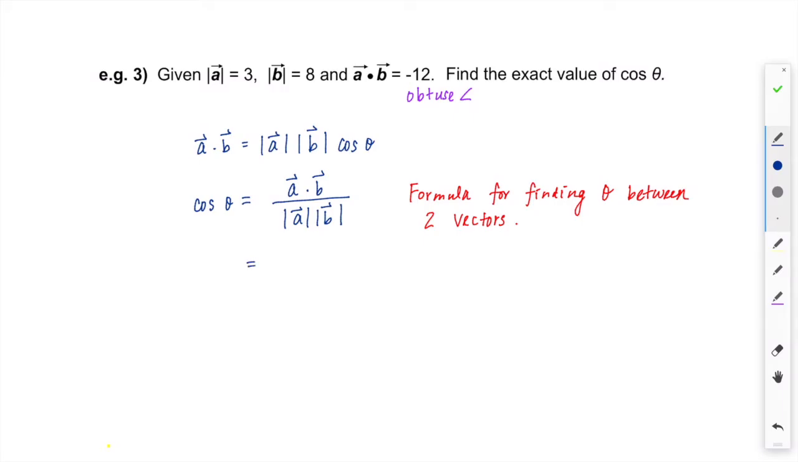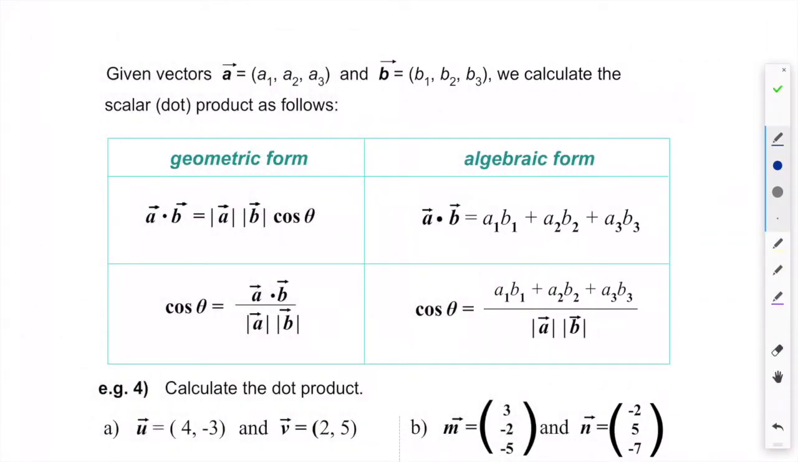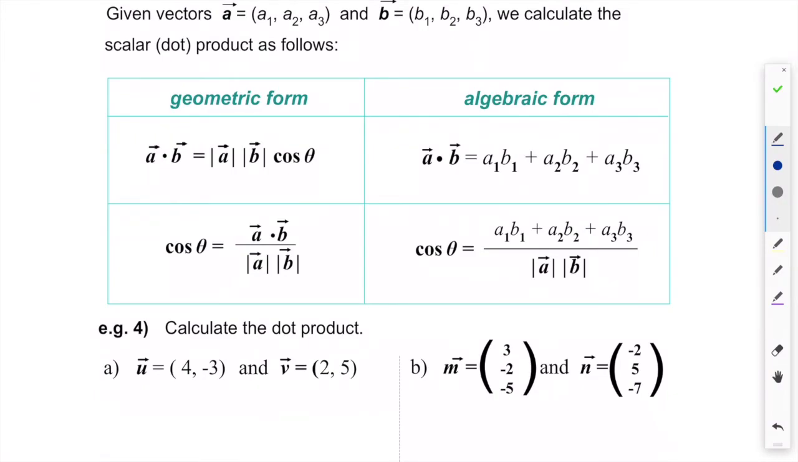Carrying on. So negative 12, and then 3 times 8, that's 24. Therefore, the value of cosine theta here is negative 1 over 2. So far we're just practicing how to apply the formula for dot product if we are working with geometric vectors.